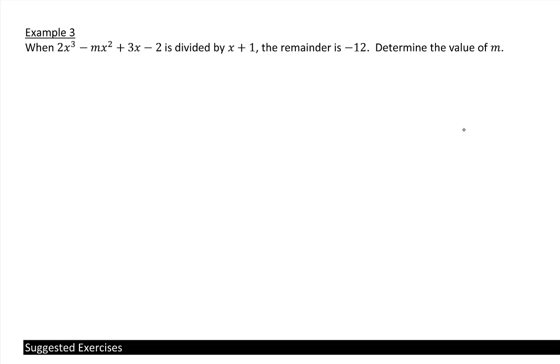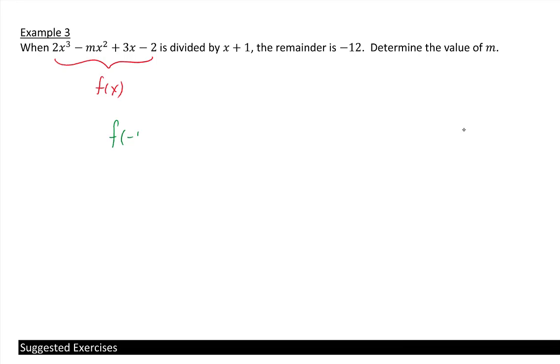But remember, it's telling you that the remainder is negative 12 when it's divided by x plus 1. So what you're looking for, imagine this is f of x, that if you evaluate f at negative 1, you should have a remainder of negative 12. So again, this is part of the remainder theorem.